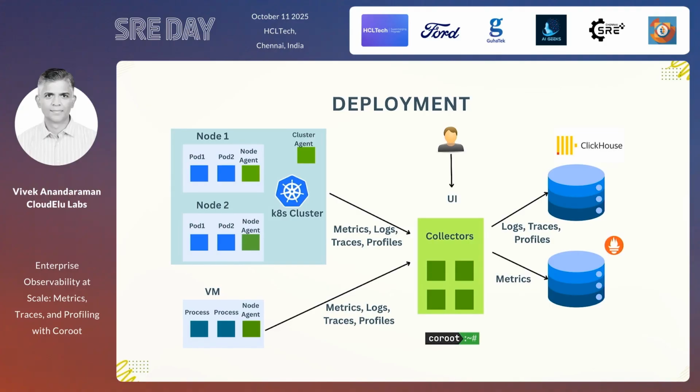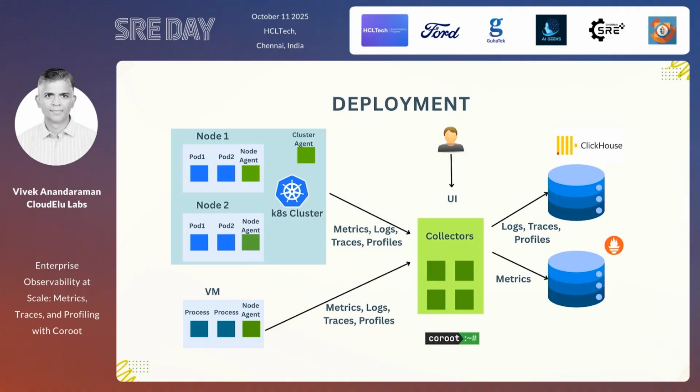And for every node, it will have a node agent, which basically tries to get the profiles, the logs, and the metrics for all the processes that are running within that VM, within that node, right? So ultimately, all these logs, metrics, and profiles are collected in the collector, which ideally you want to put outside of the Kubernetes cluster. You don't want your monitoring application to be in the same cluster that you're monitoring, right? So you just put it outside.